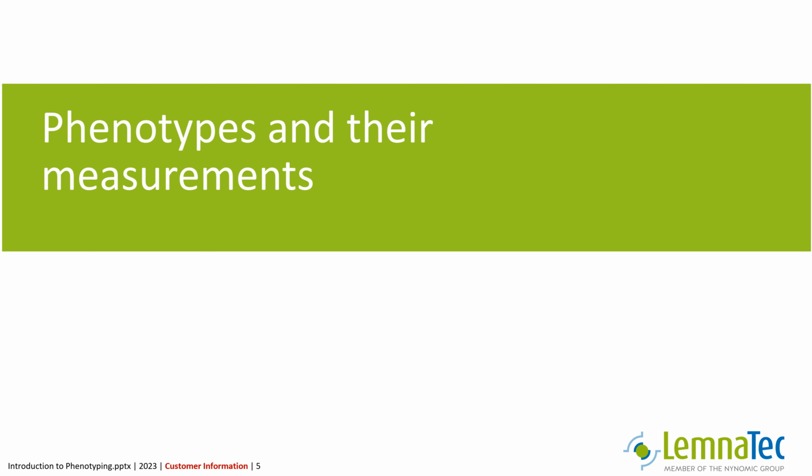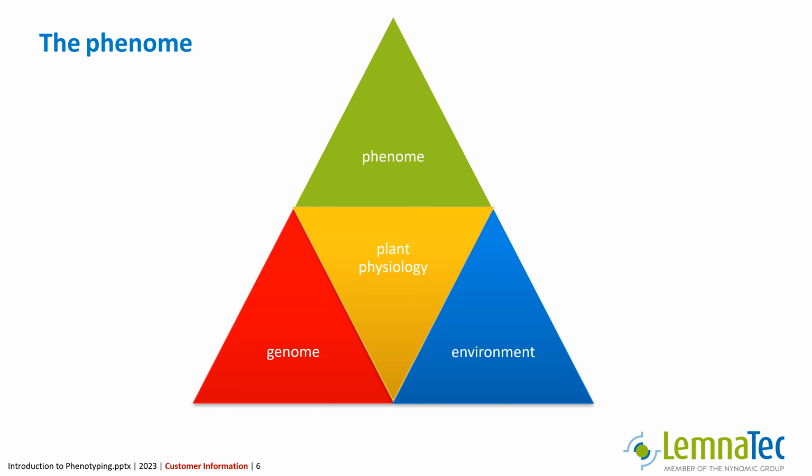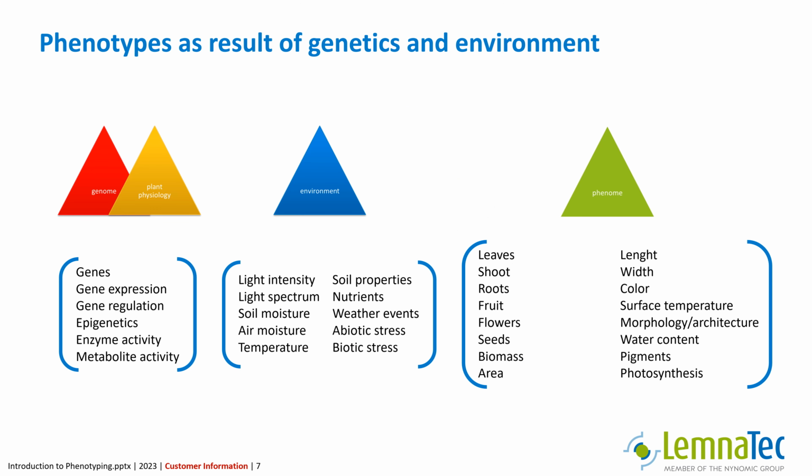What are phenotypes and how can phenotypes be measured? The phenome is the sum of all phenotypes of an organism. Phenotypes are the outer properties. They are influenced by the physiology, and the physiology is controlled by the genome. In case of plants, also the environment takes a major influence on the physiology and therefore also on the phenotypes. The phenotypes are a result of the interaction between the genetics and the environment.